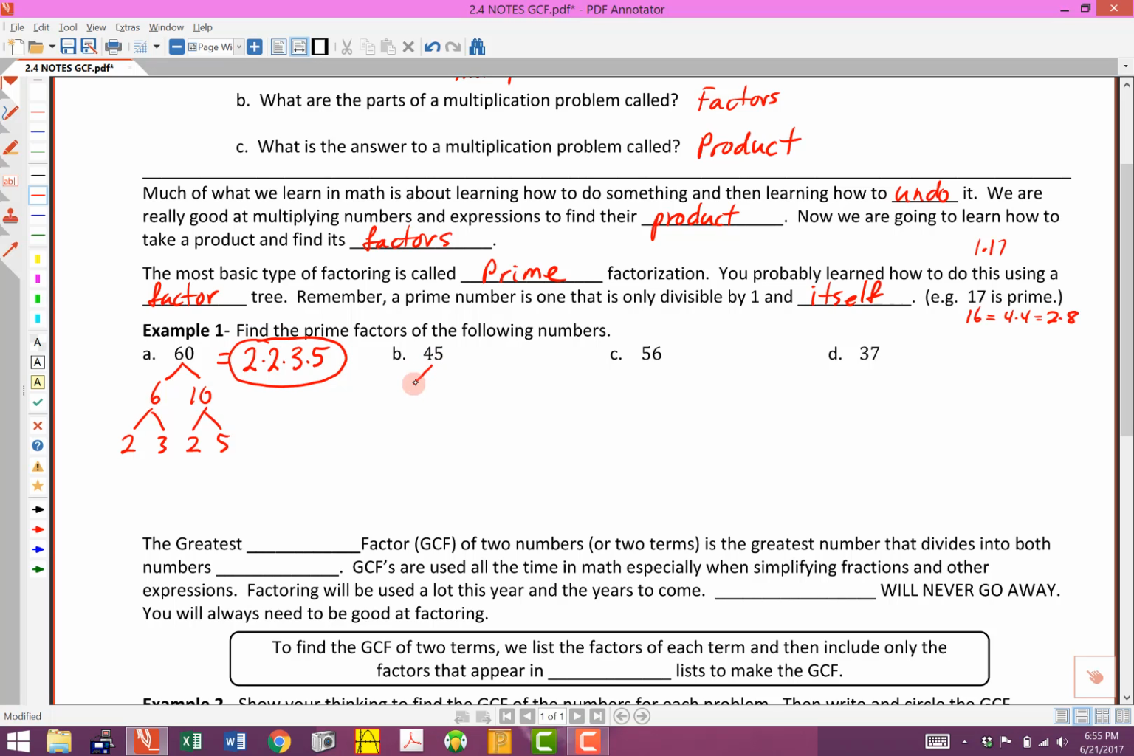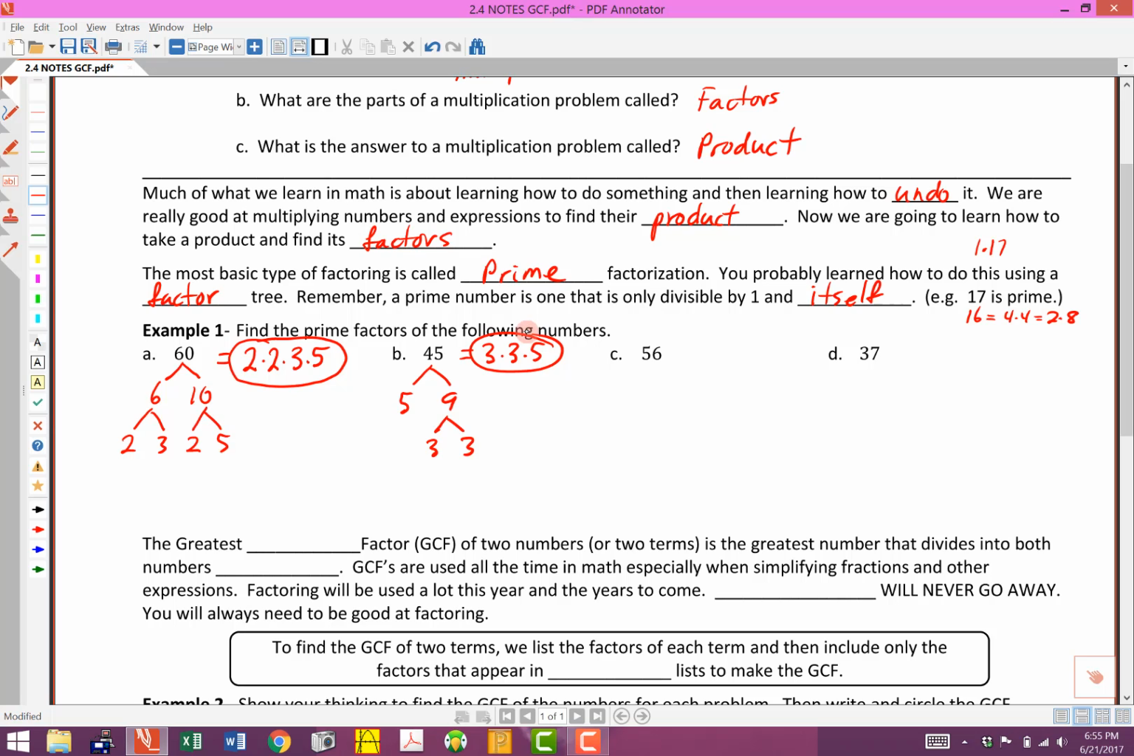Let's take a look at 45. Most people probably would think 5 and 9. 9 is 3 and 3. 3 times 3 makes 9. 5 doesn't break down anymore. So again, I'm going to write them in this order, from least to greatest. So 3 times 3 times 5. And that right there would be the prime factorization.